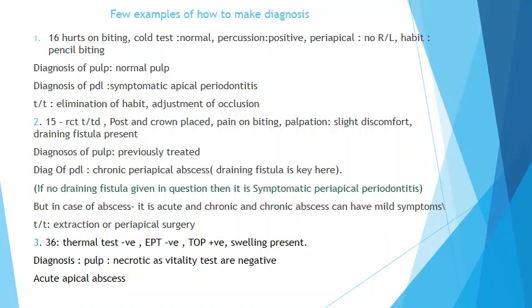And as far as periodontal condition is concerned, how will we answer that? As we know, draining fistula is a key here that is pushing us to mark our answer as chronic periapical abscess, because there is a slight discomfort, there is pain on biting, and there is a draining fistula as well. So draining fistula takes us to the abscess part, and if there is no draining fistula, we could have gone for symptomatic periapical periodontitis. But in case of abscess, it is acute and chronic, we know this thing. But in chronic abscess as well, we can have mild symptoms.